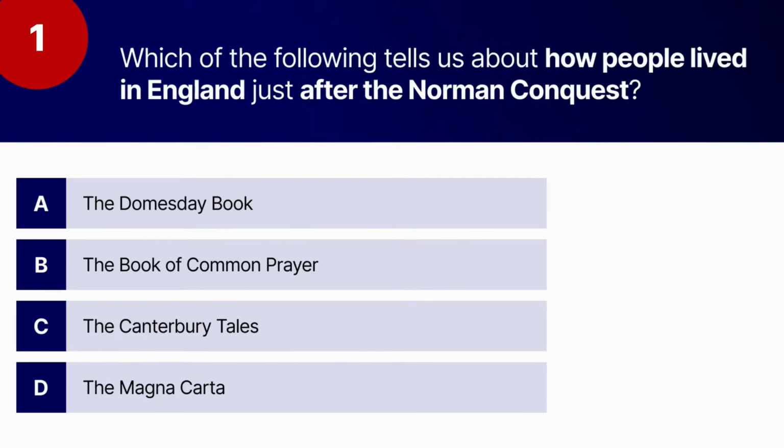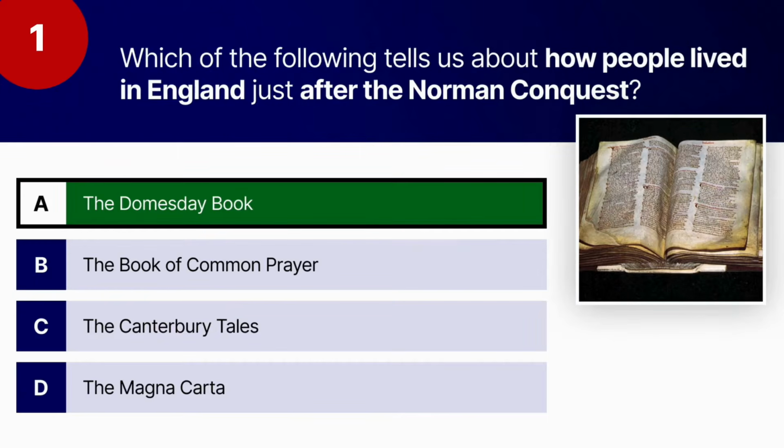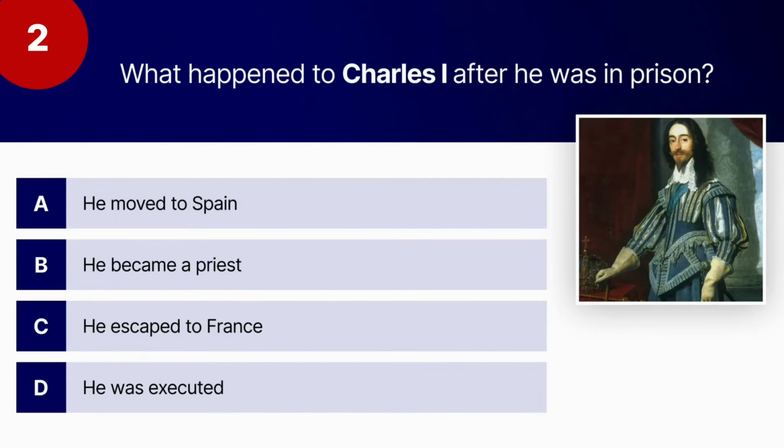Which of the following tells us about how people lived in England just after the Norman Conquest? A. The Domesday Book. B. The Book of Common Prayer. C. The Canterbury Tales. D. The Magna Carta. The answer is A. The Domesday Book.